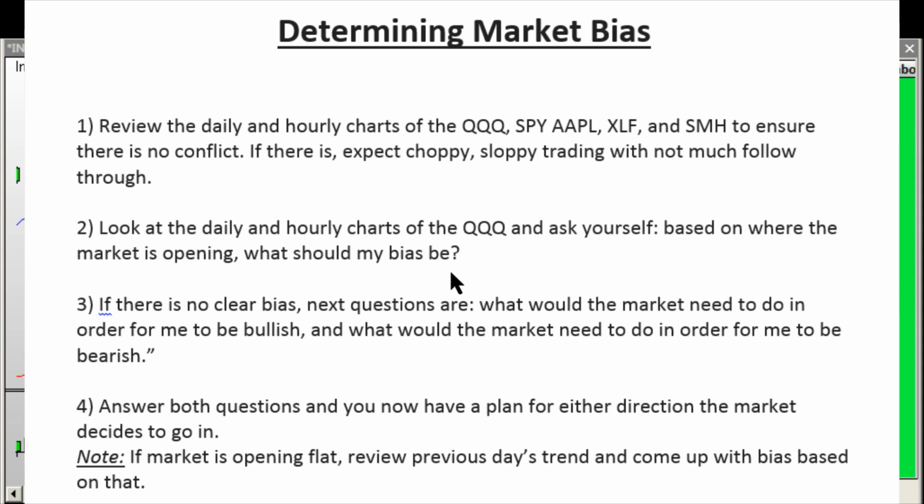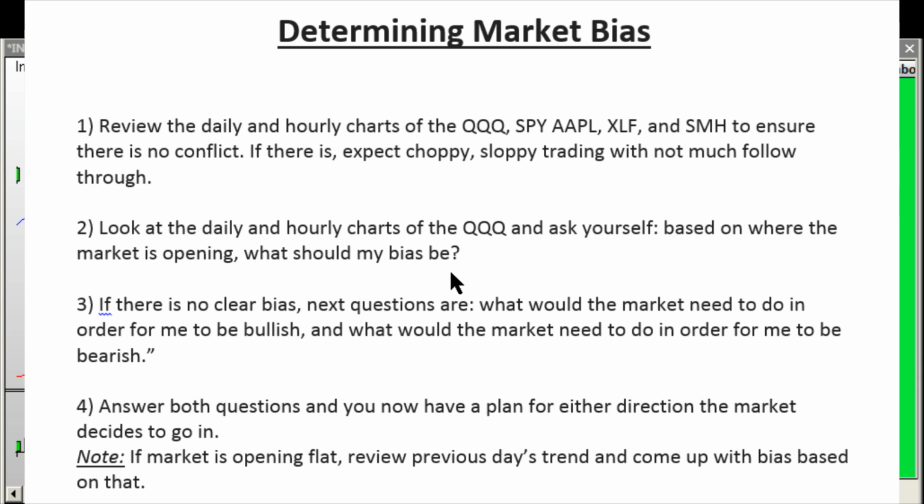Now, if I don't see any conflict, and most of the time, I would say 80% or maybe 90% of the time, they're all in sync. If I see that they're all in sync, then I just review the daily and the hourly chart of the QQQ, and I look at it the way I would any other stock. If it's bullish, then I say bullish. If the charts look bearish in a downtrend with a declining 20 EMA, then I say, okay, bearish.